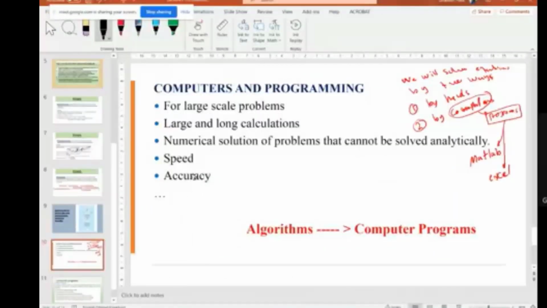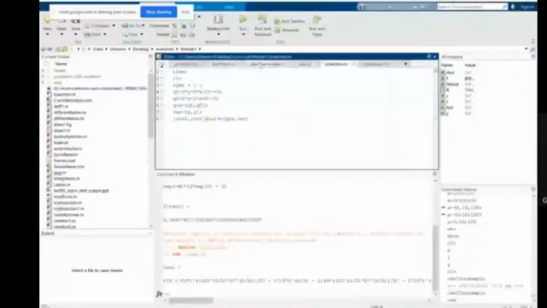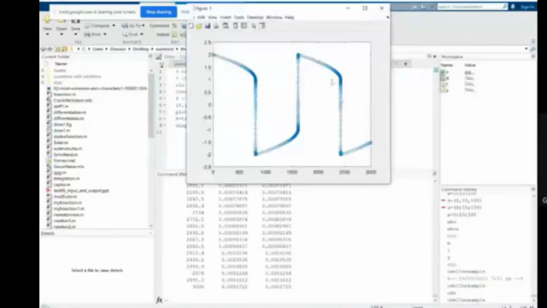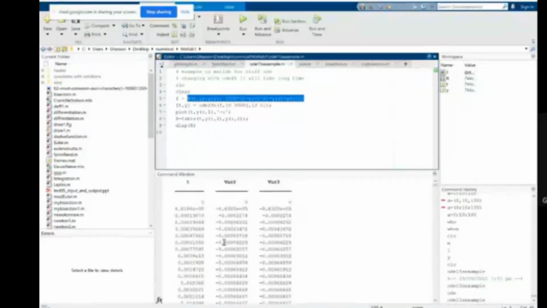Accuracy. Absolutely. When you use a computer, you will get accuracy. You have the best result, and you can be sure you are not on the wrong way. Okay?